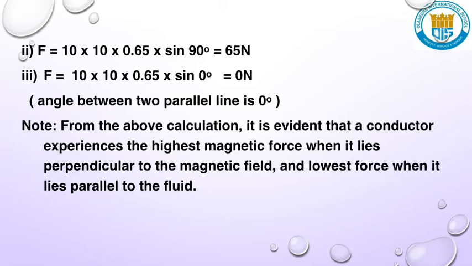Now, if you look at when the conductor and the magnetic field are parallel to each other, there will be no force exerted. Why? Because the angle between two things that are parallel is 0.